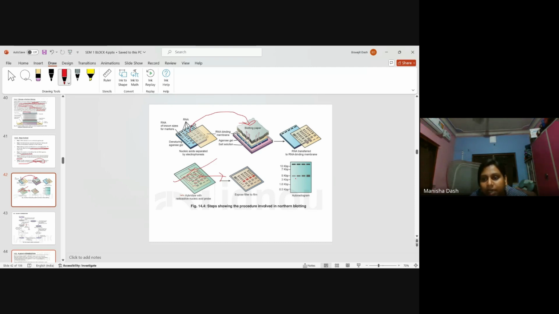So as you can observe here, this particular fragment of RNA, which is around 5 kilobase pair, contains your gene of interest, because that is the location where your hybridized, radiolabeled probe has gone and hybridized. The rest of the fragments do not contain your gene of interest. Only the fragment of RNA which is around 5 kilobase pair in size contains the gene of your interest. Okay.